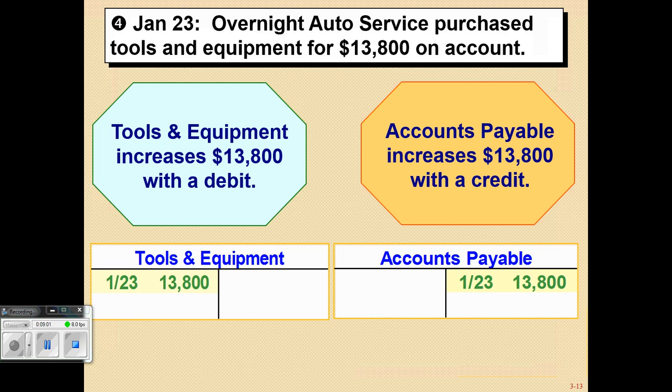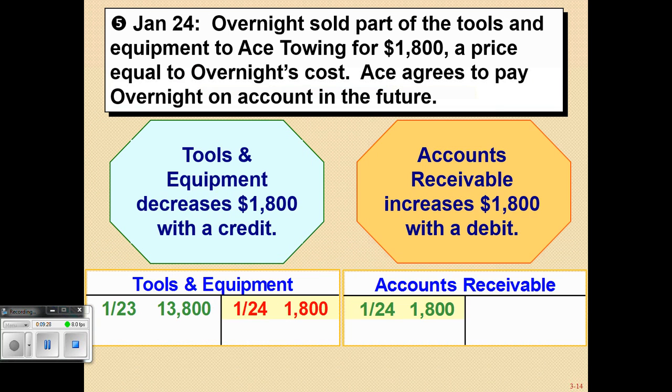I purchased tools on account. Tools and equipment are an asset. To get an asset to go up, I debit it. I bought it on account, so I have an accounts payable. I owe somebody some money, so to get that accounts payable account to go up, I need to credit it. Why? Because it's a liability account. So my debit is to tools and equipment, my credit is to accounts payable, and the dollar amounts are once again equal.